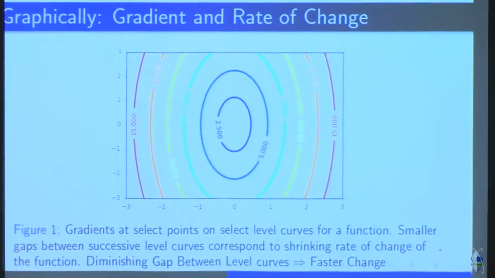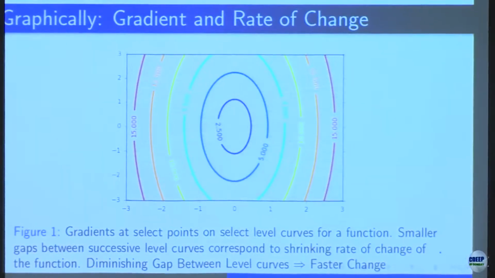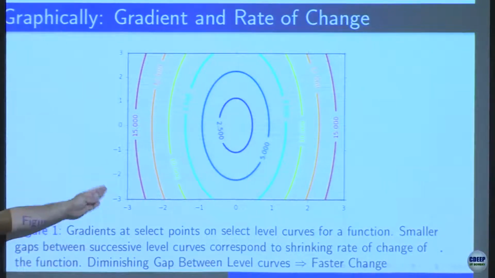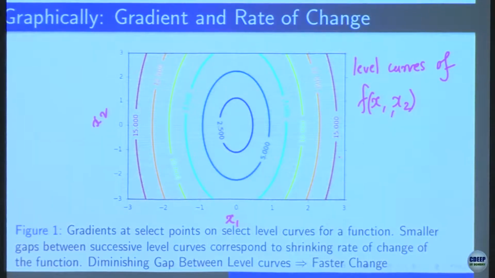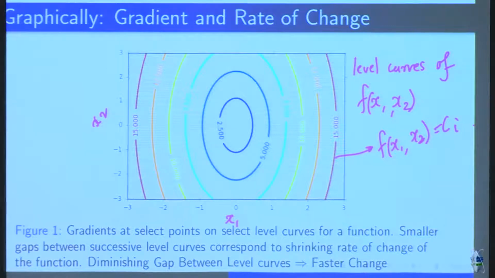Graphically, what's happening? So, level curves. You all know level curves. So, these are, let's say, some level curves of some function f of x1, x2. So, this is x1, this is x2, and each level curve corresponds to some constant value of the function.